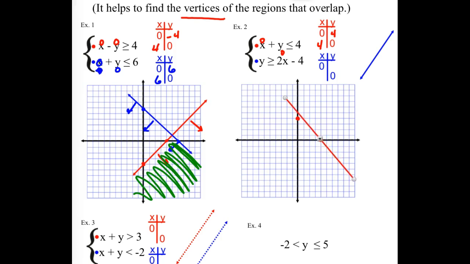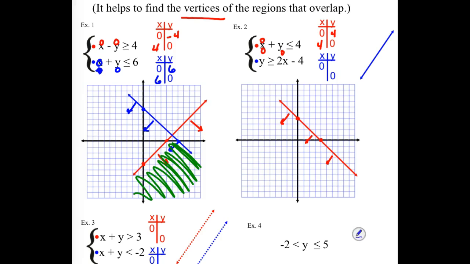Once again, we have a solid line because there is an equal sign in that inequality. And then testing a point again, if we check the origin, if we put zeros in for both x and y, do we get a true statement? We have 0 is less than 4, that is true, so we are shading everything below that line.